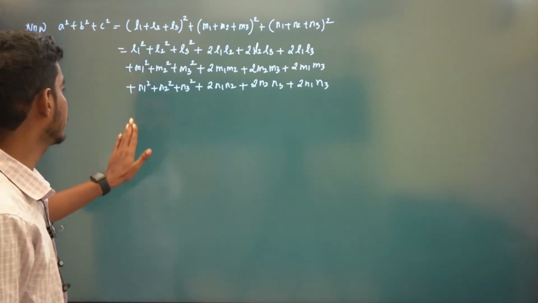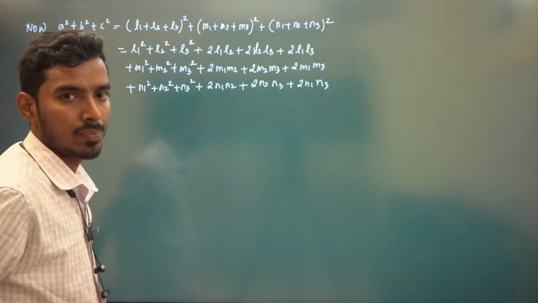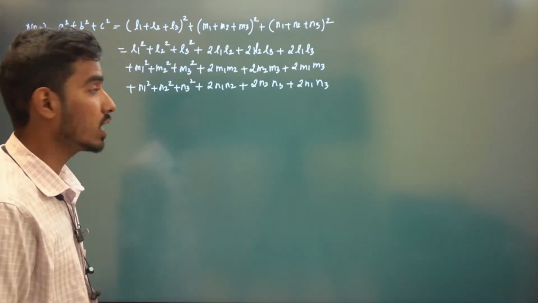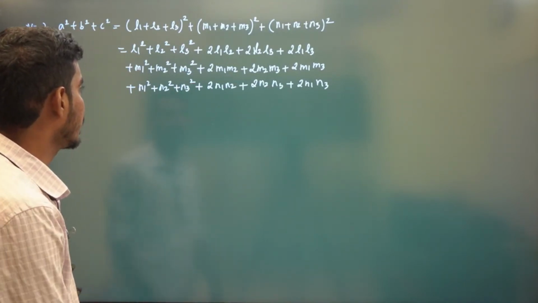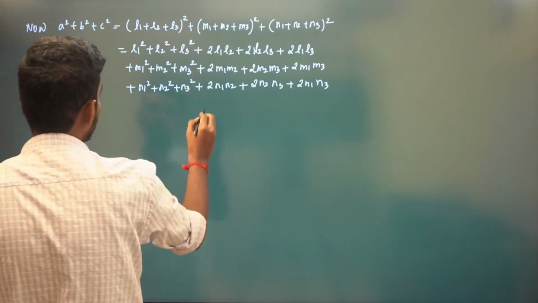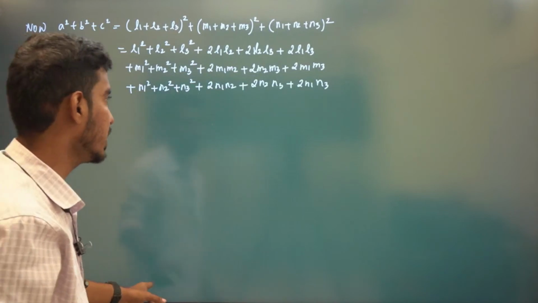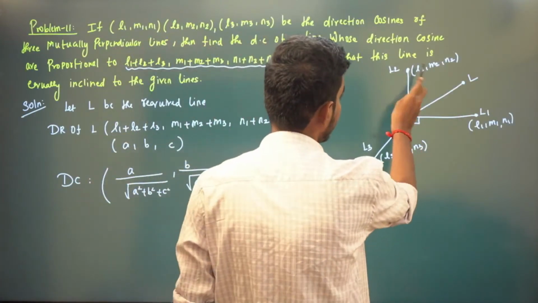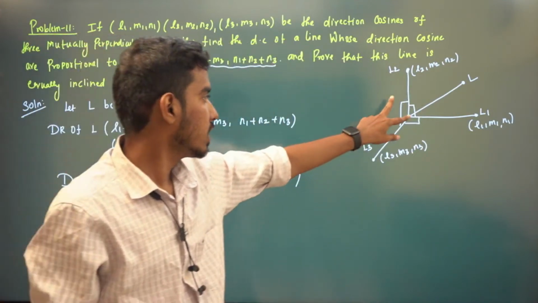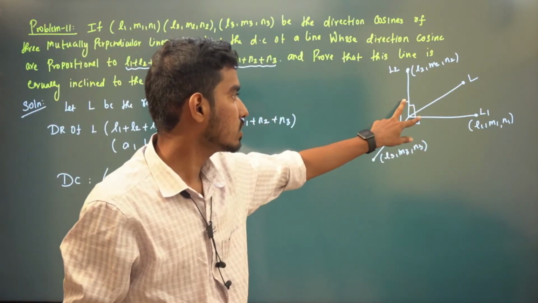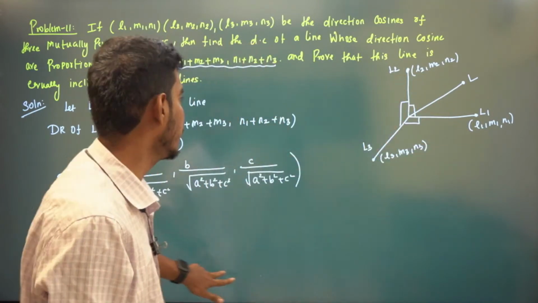Now if I add this vertically, this will be 1, this will be 1, this will be 1, because L1 M1 N1, L2 M2 N2, L3 M3 N3 are direction cosines. And if I take 2 common here, we will have L1 L2 plus M1 M2 plus N1 N2, which is 0, because they are mutually perpendicular. That means for these two perpendicular lines, the condition is L1 L2 plus M1 M2 plus N1 N2 is 0.